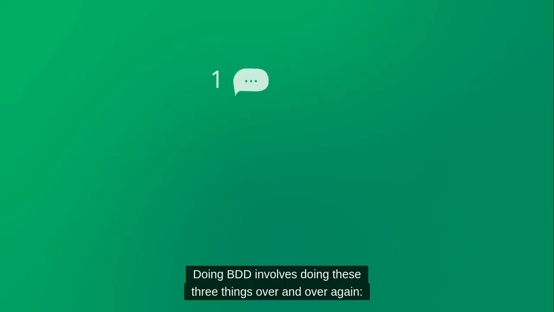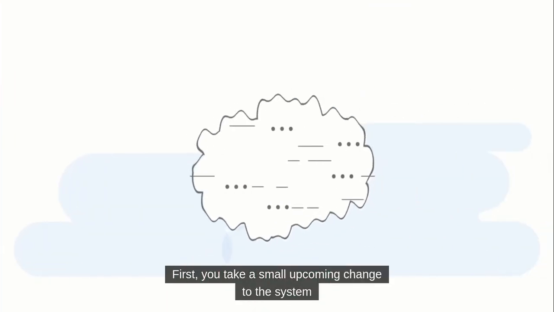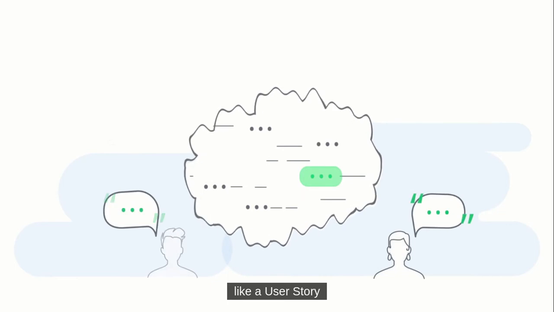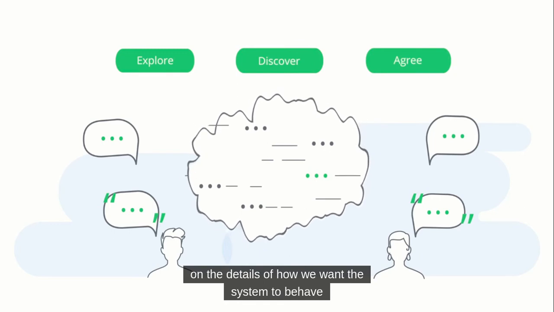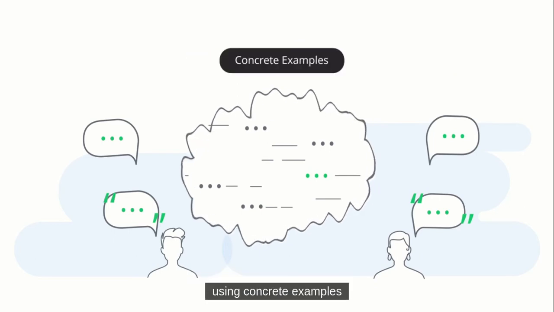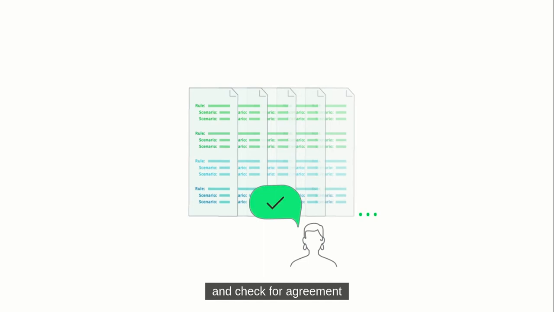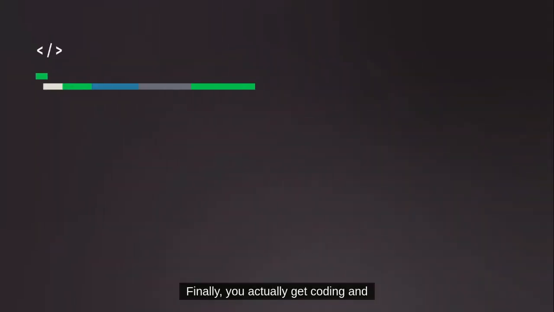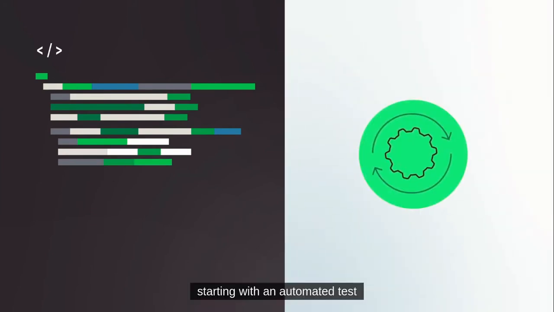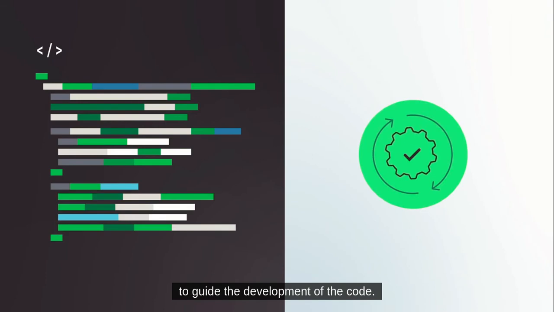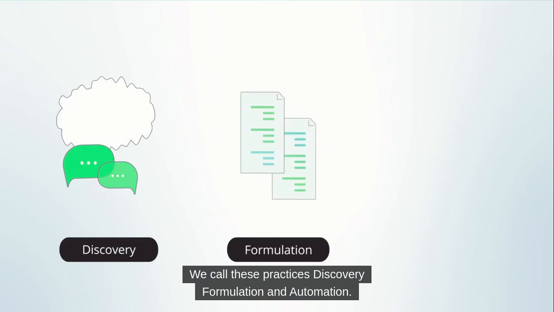Doing BDD involves doing three things over and over again. First, you take a small upcoming change to the system, like a user story, and have a conversation to explore, discover and agree on the details of how we want the system to behave, using concrete examples. Next, you document those examples in a way that could be automated, and check for agreement. Finally, you actually get coding and implement the behaviour described by each documented example, starting with an automated test to guide the development of the code. We call these three practices discovery, formulation, and automation.